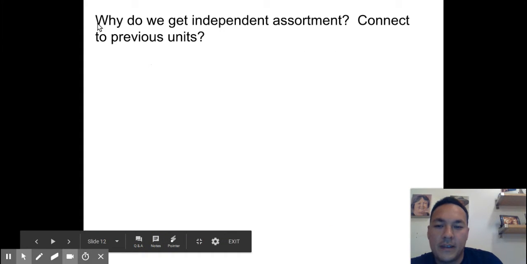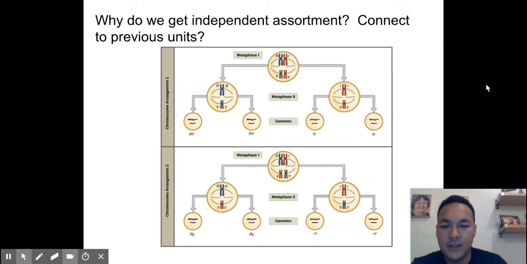And so, can you connect that to our previous units? If you can, hurrah for you. Here it is. It's meiosis. So here's a big R and a little r, big Y and a little y. Here the gametes came out. Big R, big Y, big R, big Y. Little r, little y, little r, little y.